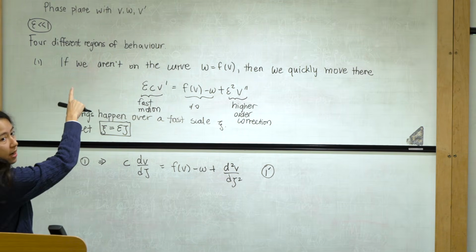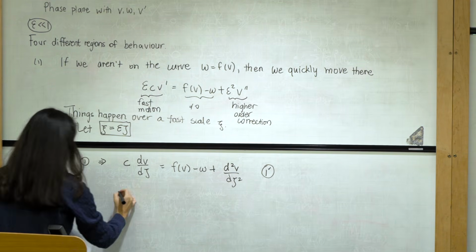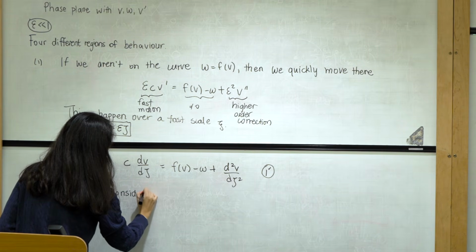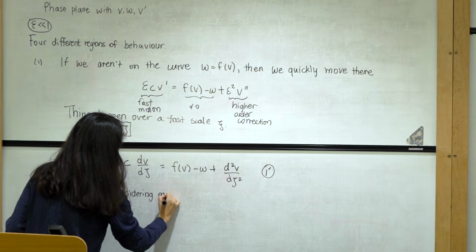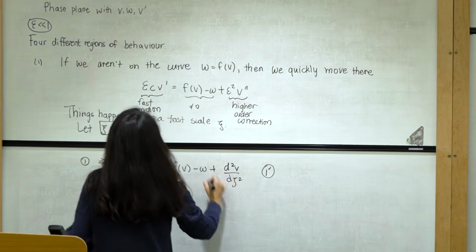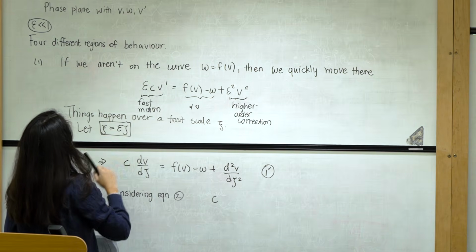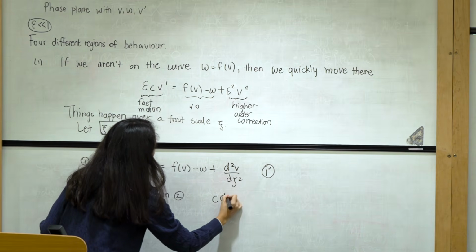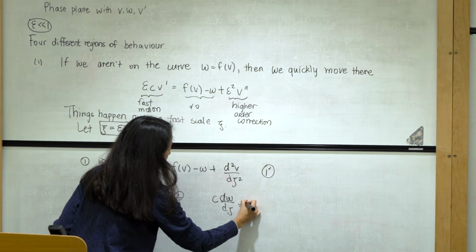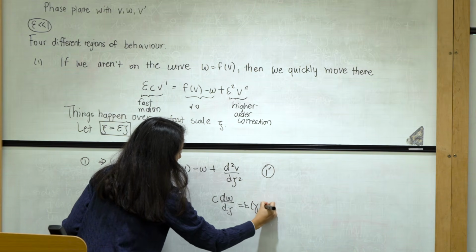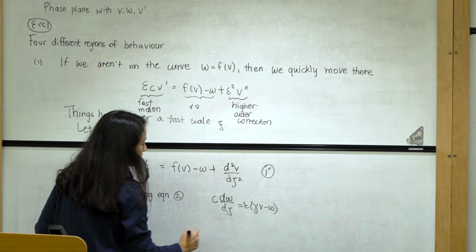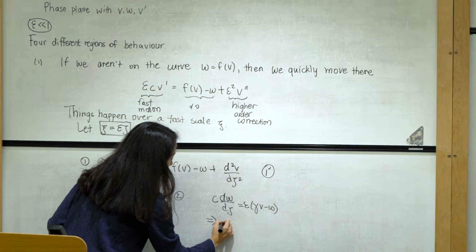Now we also have equation number 2. Considering equation 2, again I will make this replacement over here. So I get c dW d zeta equal to gamma V minus W, but times epsilon. This implies that if epsilon is really small, W is a constant.